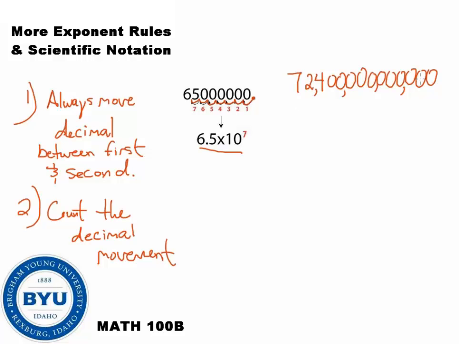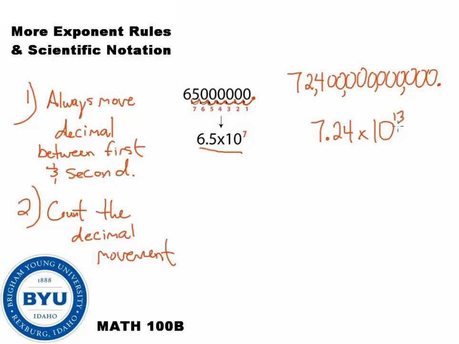Big. Let's see, this would be thousands, millions, billions, 72 trillion, 400 billion. Now, if we wanted a shortcut, right now the decimal place is here. We would move it over 1, 2, 3, 4, 5, 6, 7, 8, 9, 10, 11, 12, 13 spots. So it would be 7.24 times 10 to the 13th. So that's a really, really big number.